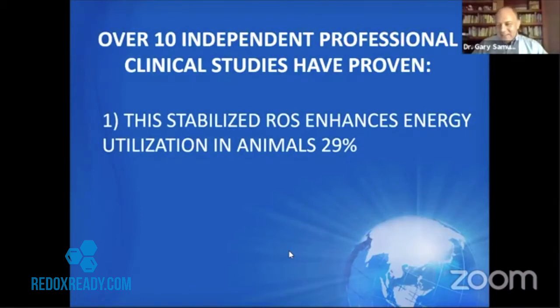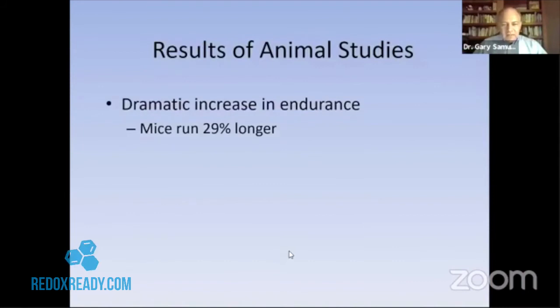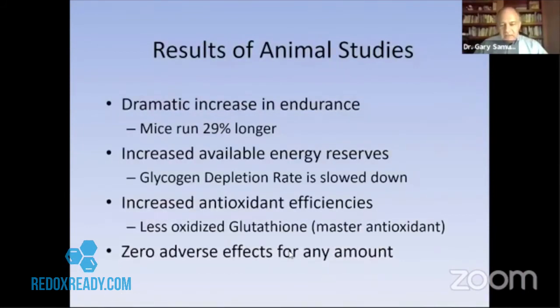If you want to be a little bit less technical, where it is exposed, it tends to accelerate the healing process of the cells. And it also helps to enhance the energy utilization in animals. Mice were shown to run 29% longer when they were given Asea. The human metabolism also shifts in metabolites that last longer than 24 hours. Again, this was a study that was done about 3 or 4 years ago. And then there are several theories as to why it is working and why it's doing this, and we're still discussing.